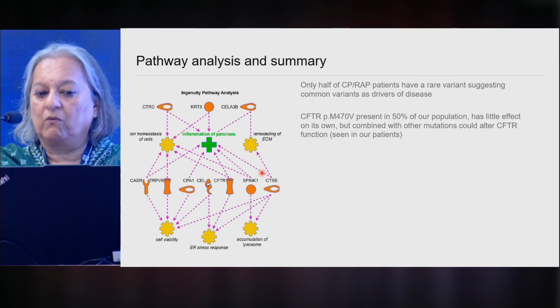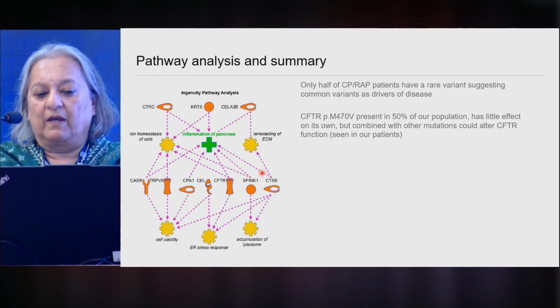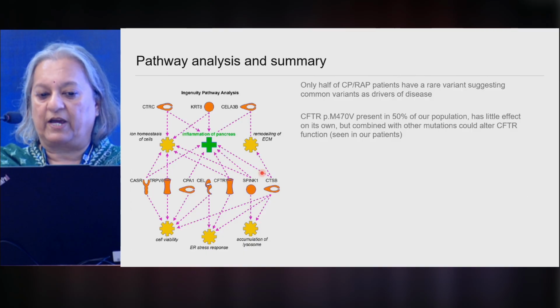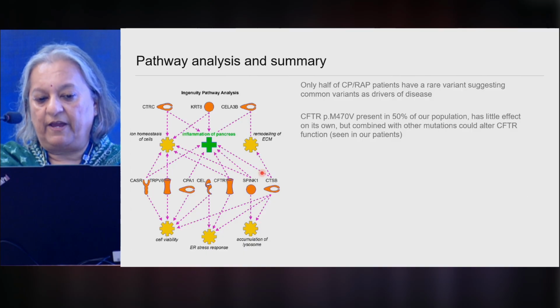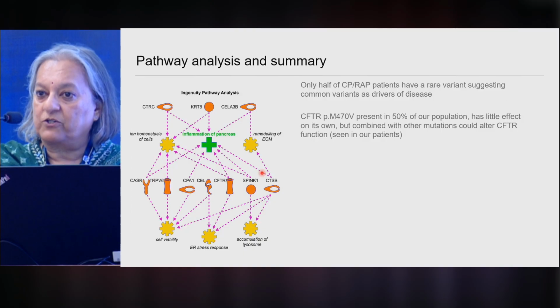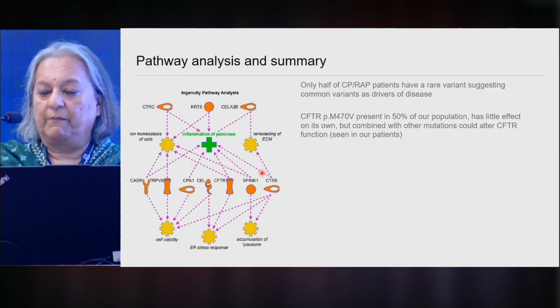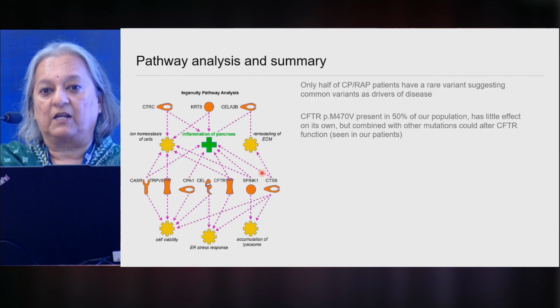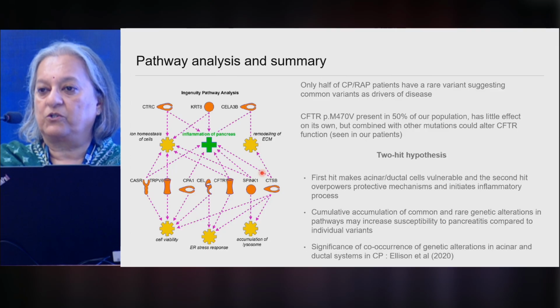And therefore, in summary, only half of the CP or RAP patients have a rare variant, suggesting that common variants could be drivers of the disease. This variant in CFTR, for example, is present in about 50% of the Indian population and has little effect on its own, as shown by other groups. But combined with other mutations that we've observed in these particular patients, this could actually lead to the disease.